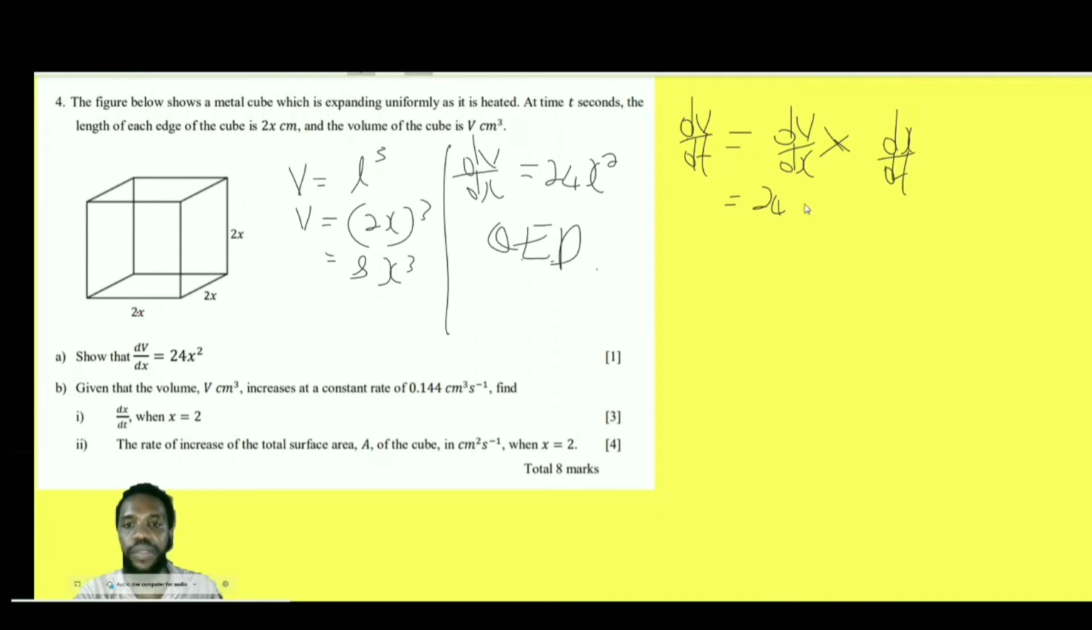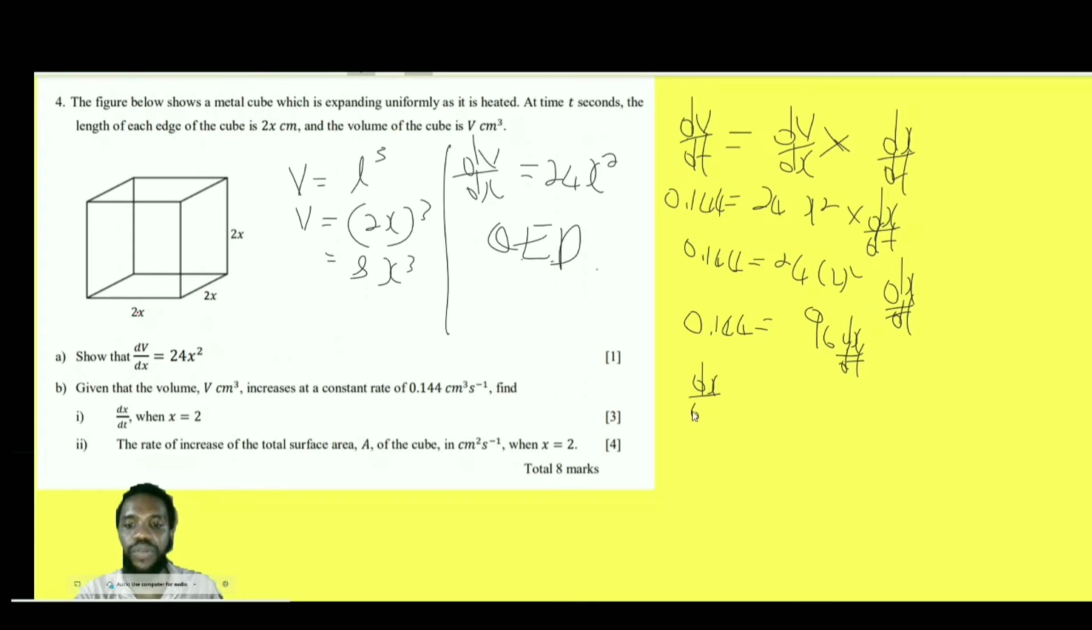Now dV over dx, we have that. That is equal to 24x squared. dx over dt, we don't have that. That's what we're trying to find, which is the rate of change of the length of the side. We have this as well, which is 0.144. So 0.144 is equal to 24 times x squared. x is 2 at this moment according to the question, so 2 squared times dx over dt. So I'm going to have 0.144 is equal to 96 dx over dt.